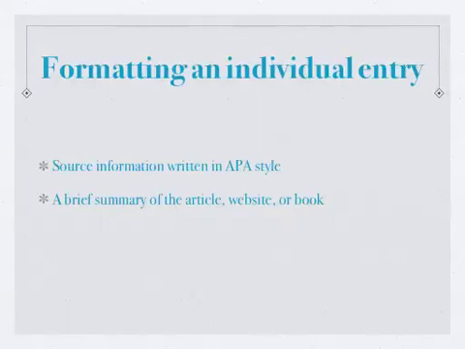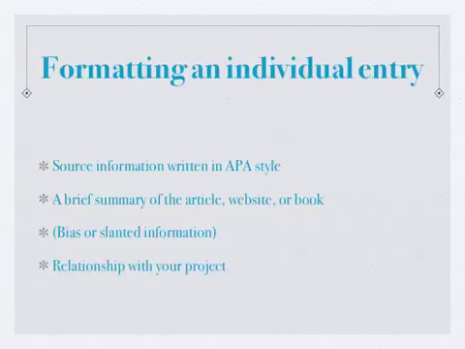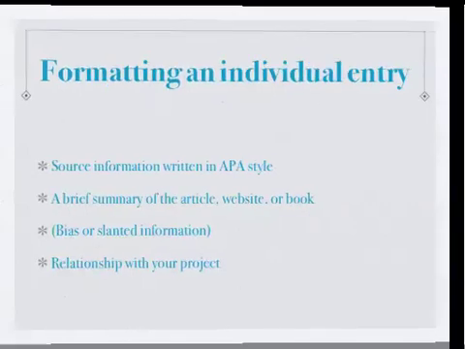You can probably do this summary in 2 to 3 sentences. An annotation should not be longer than 3 to 4 sentences. If there's biased or slanted information in your article, you can mention that in your annotation. And finally, you can describe how that piece of information will fit into your final project. This entire annotation, like I said, should not be more than maybe 4 sentences at the most.